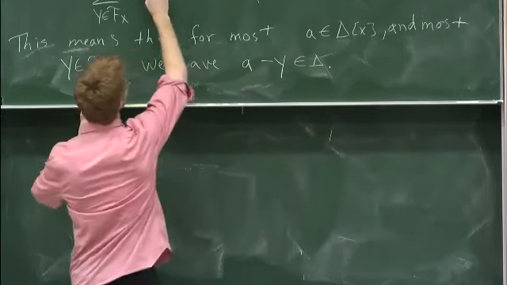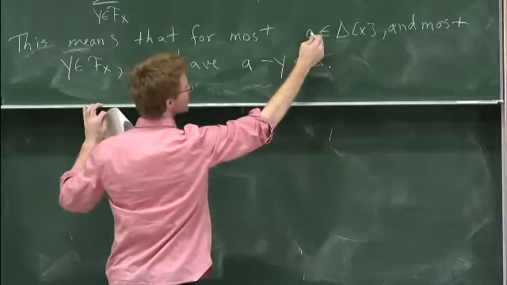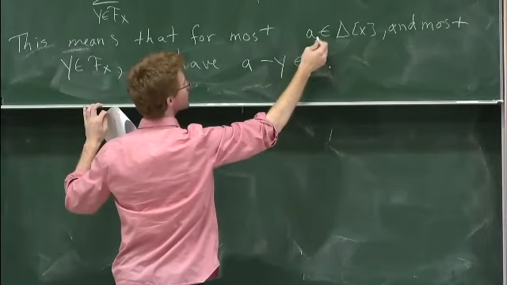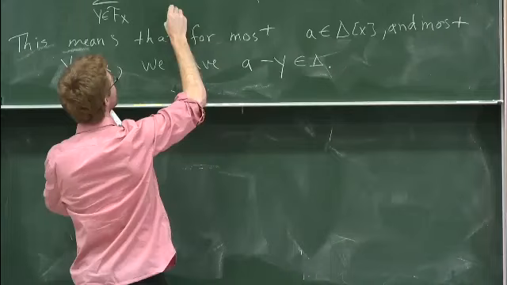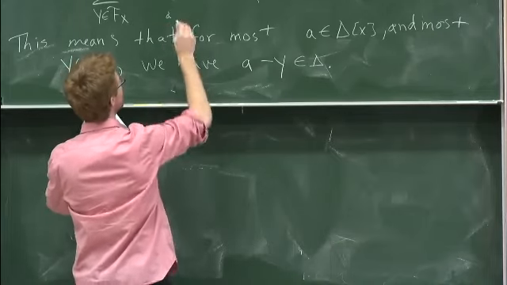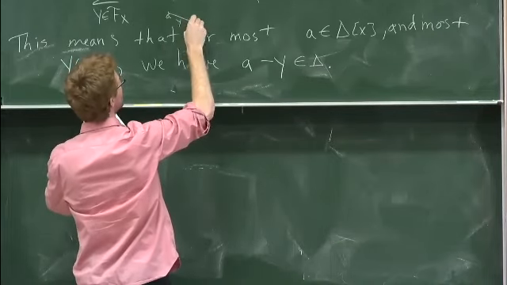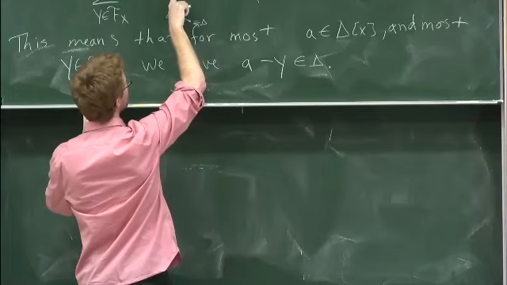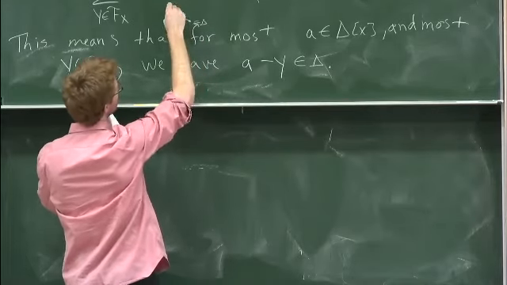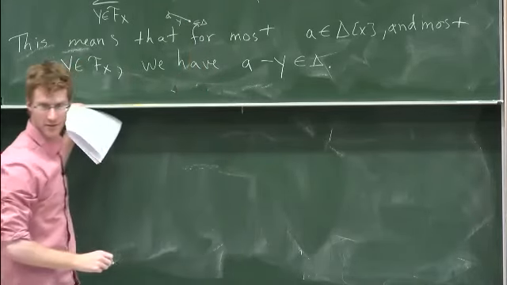So this expression here tells us that for basically all elements in delta x, because this intersection is full, I have that a minus y is in delta. That's because most elements in delta x are also in delta y, so if I subtract off a y, I still land in delta.